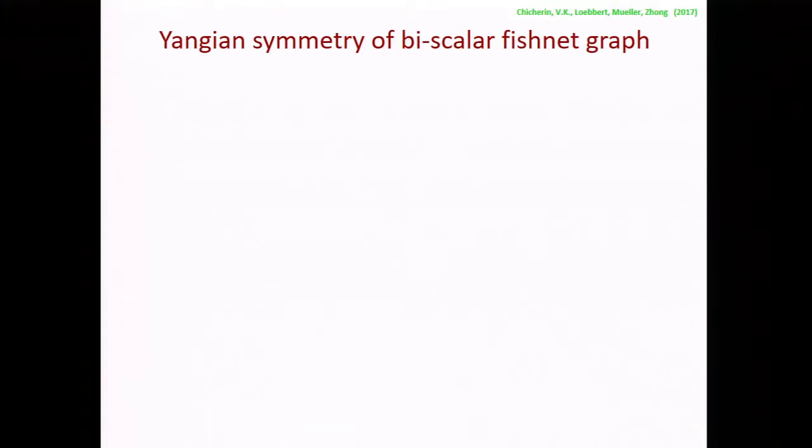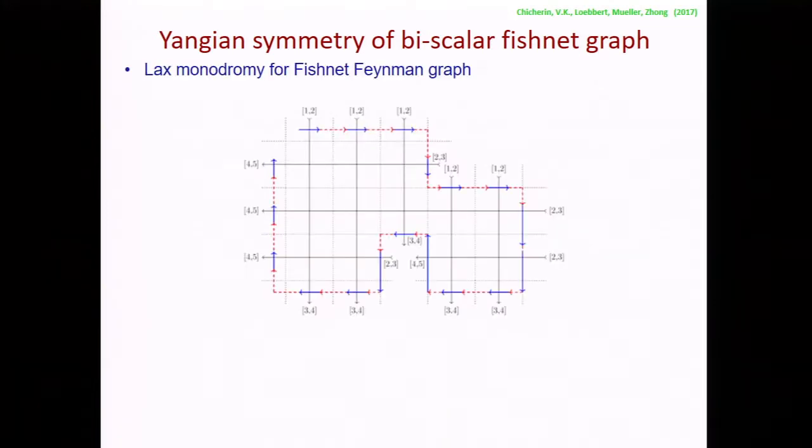Yangian symmetry of a general bi-scalar Fishnet graph. It's something like that. So you have again this correlator graph cut out of a sheet of square paper, and you form the monodromy with very specific spectral parameters here. Like on this boundary, it's everywhere 1, 2. u plus and u minus are equal 1, 2.